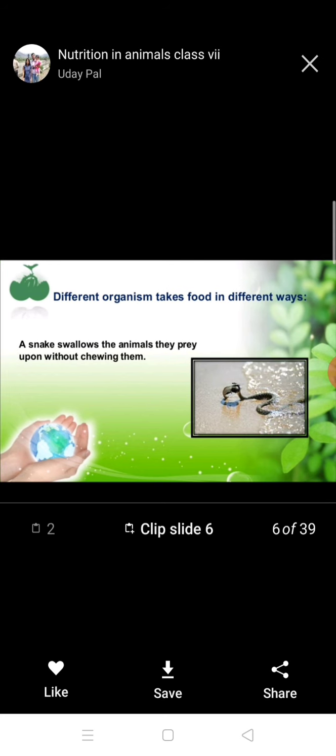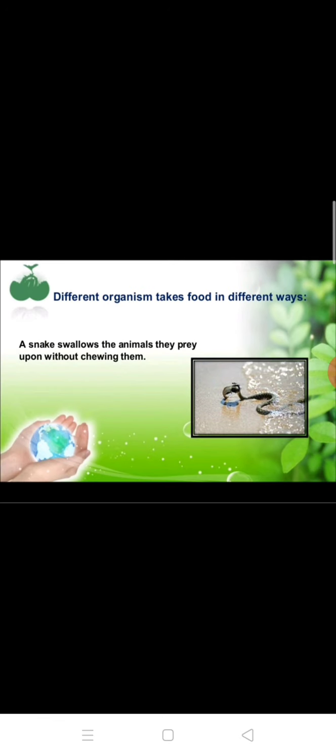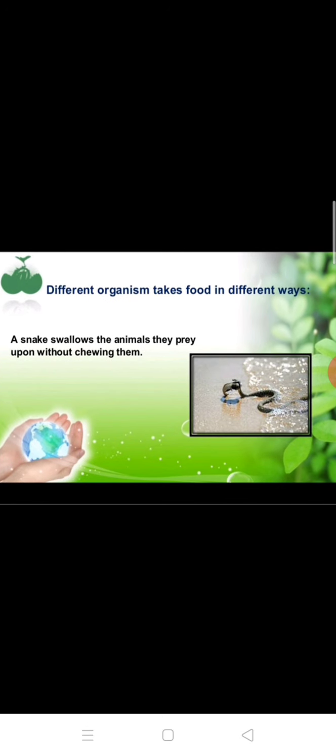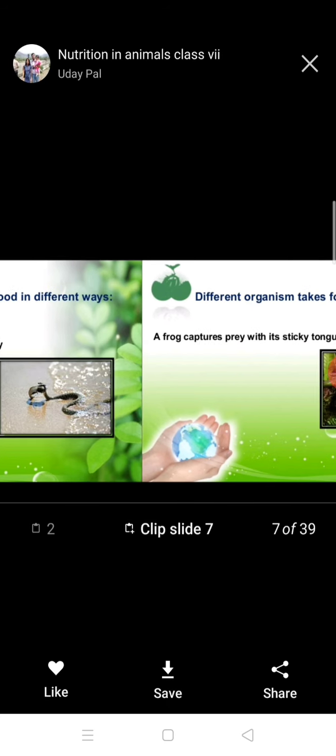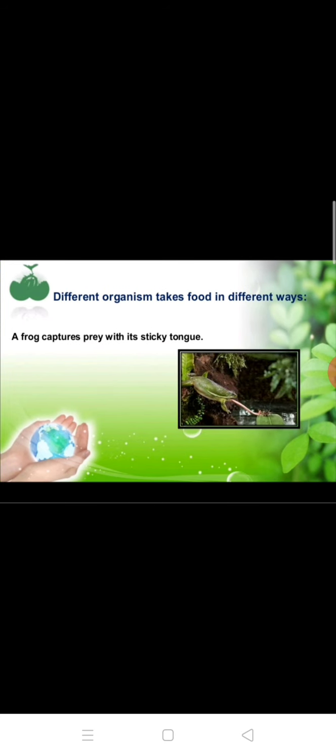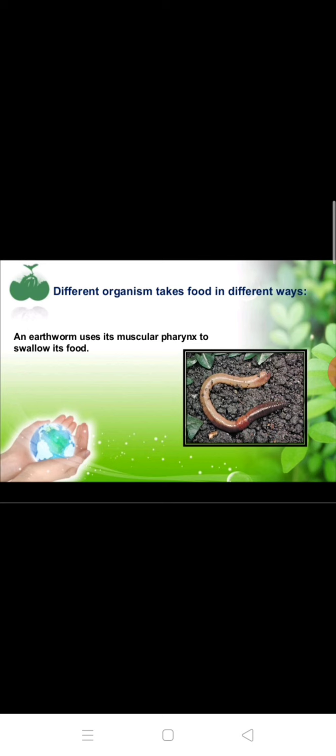See, this is a picture of a snake. Do you know that a snake swallows the animals it preys upon without chewing them? See, this is a frog. It captures prey with its sticky tongue. This is an earthworm. It uses its muscular pharynx to swallow its food.